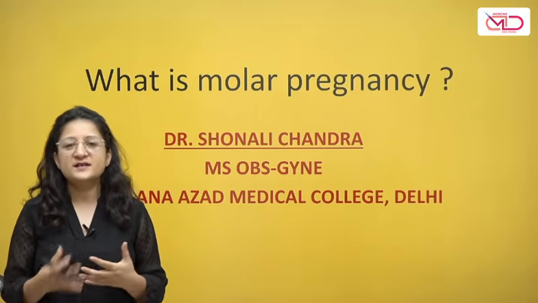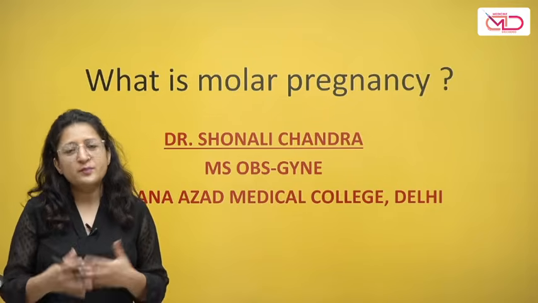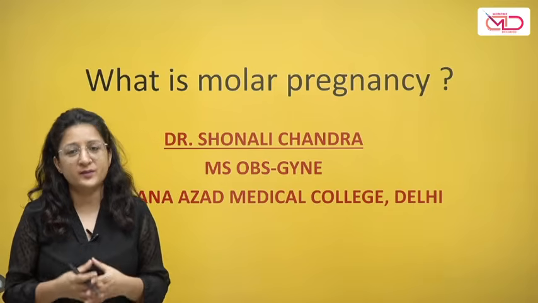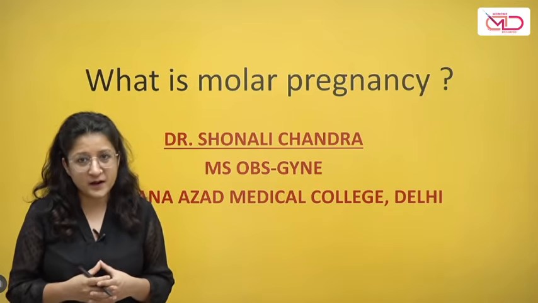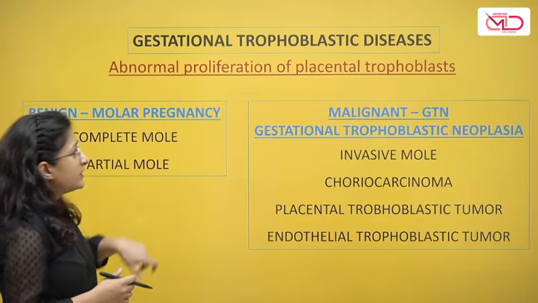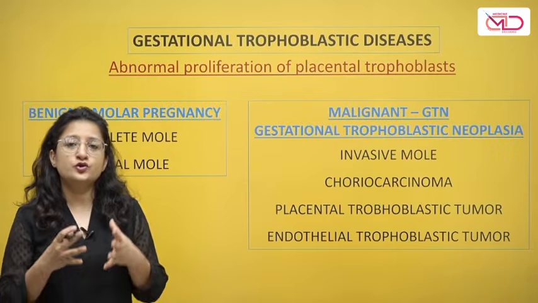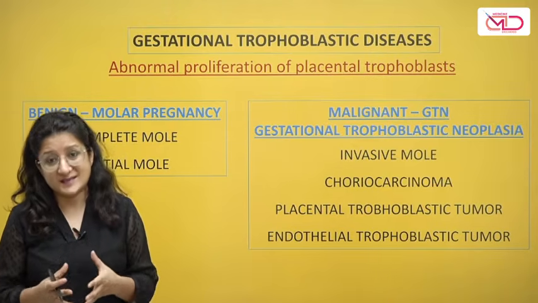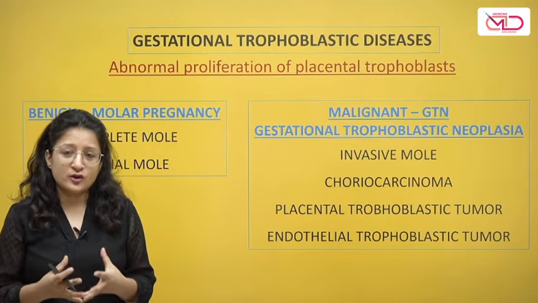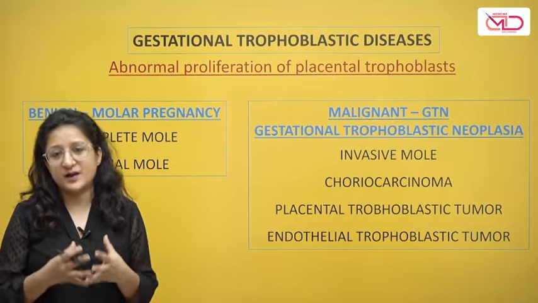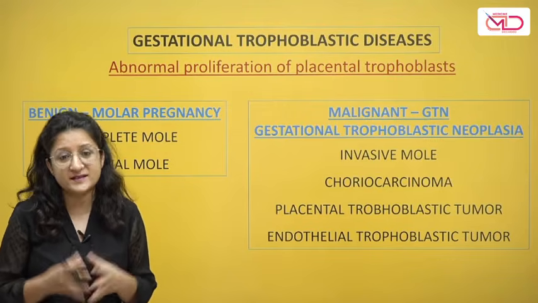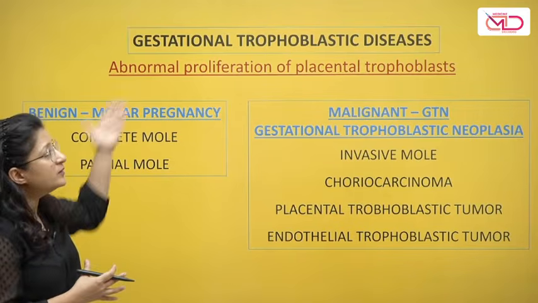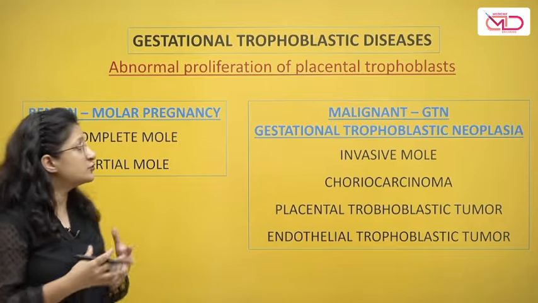And in the series that I've started with the case scenarios, before I go on to discussing the case scenario of a molar pregnancy, I would like to just talk in brief about what exactly a molar pregnancy is. So to begin with, molar pregnancy belongs to a group of disorders which we call gestational trophoblastic diseases. They are histopathologically originating from the trophoblastic tissue in and around pregnancy. Gestational trophoblastic diseases are a result of abnormal proliferation of placental trophoblasts.